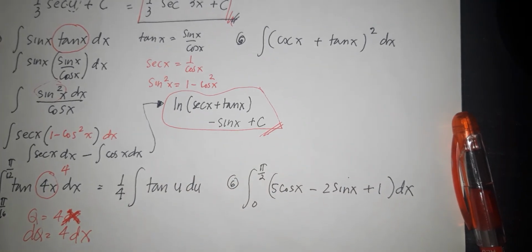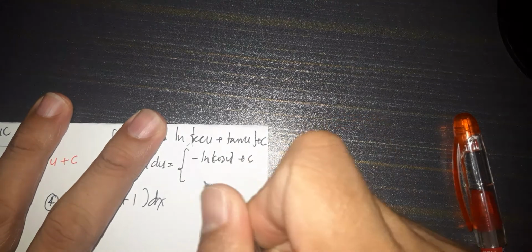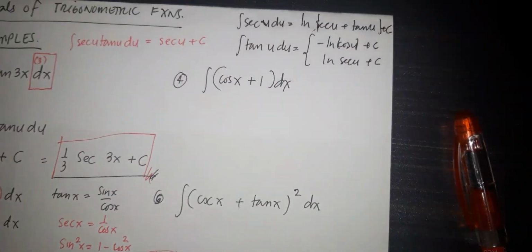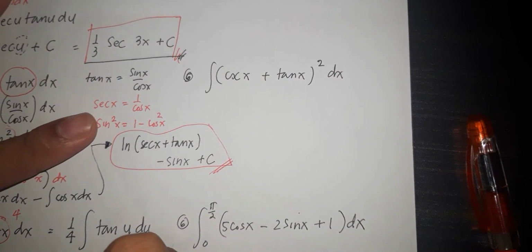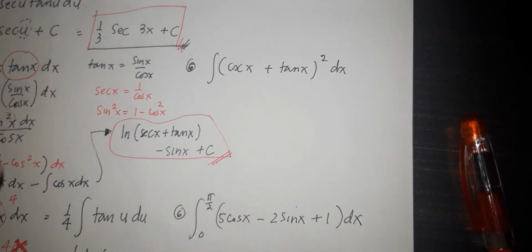Ano integral ng tangent u du? Pwede tayong pumili. Ang formula natin, integral of tangent u du is equal to pwedeng negative ln cosine u plus c or ln secant u plus c. So it's up to you kung anong gagamitin mong formula. So let us try to use negative ln cosine. So that's negative 1/4 ln of cosine u plus c.